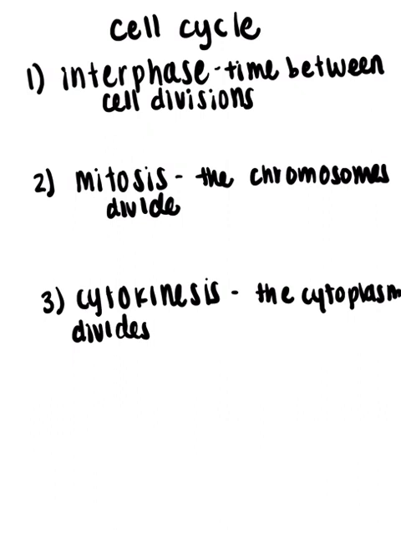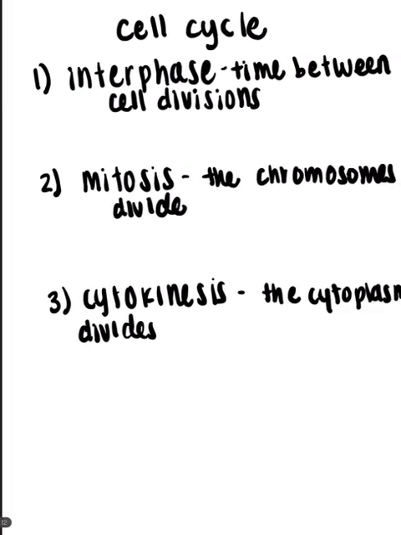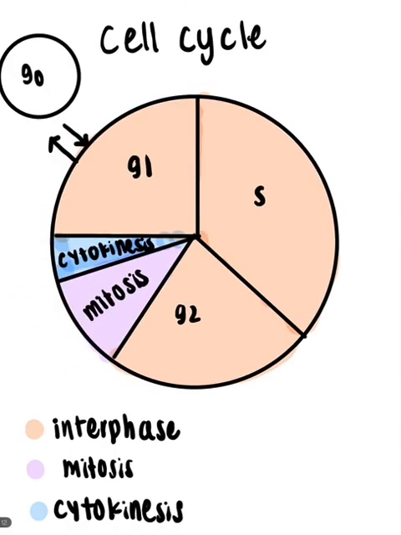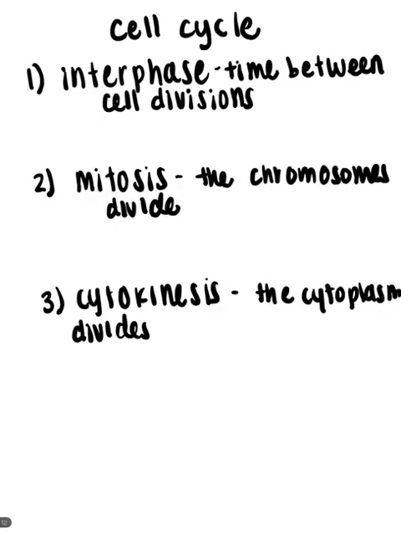So in the cell cycle, you've probably seen this photo, and you have G1, S, G2, mitosis, as well as cytokinesis, and you also have G0. So here are what each of them are.